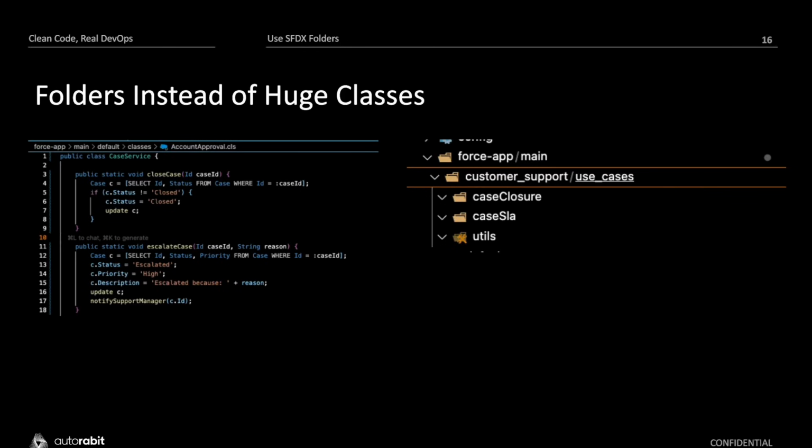And so what we need to realize here is that the idea of a service class where all the functionality is thrown together made sense 10 years ago when we didn't have SFDX folders, because having everything in the same class does increase cohesion because everything is there. But there was no other way. Now there's a better way, which is you can use folders to group things that are related together. And that's a better way to achieve cohesion than throwing everything into a gigantic class.